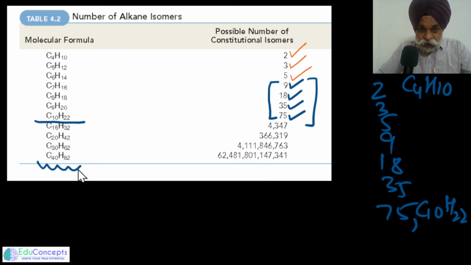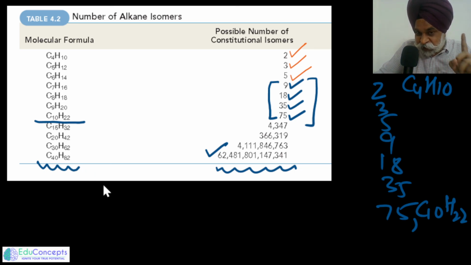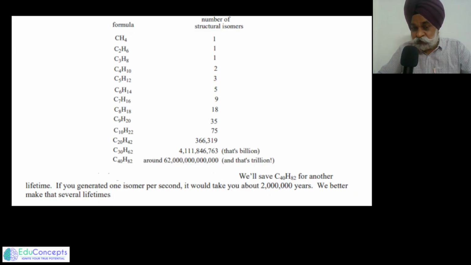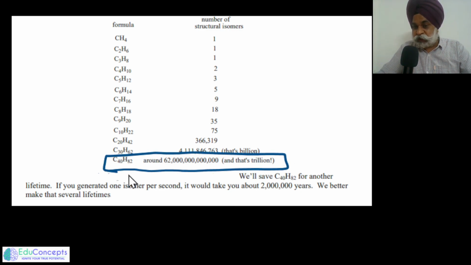And once you reach C14H30, if somebody asks you to make the possible isomers of this compound, and if I say 1 second is required for making one isomer, it would take more than 20 lakh years. So we cannot make them in our lifetime. It is so interesting. This topic of isomerism is very, very interesting.